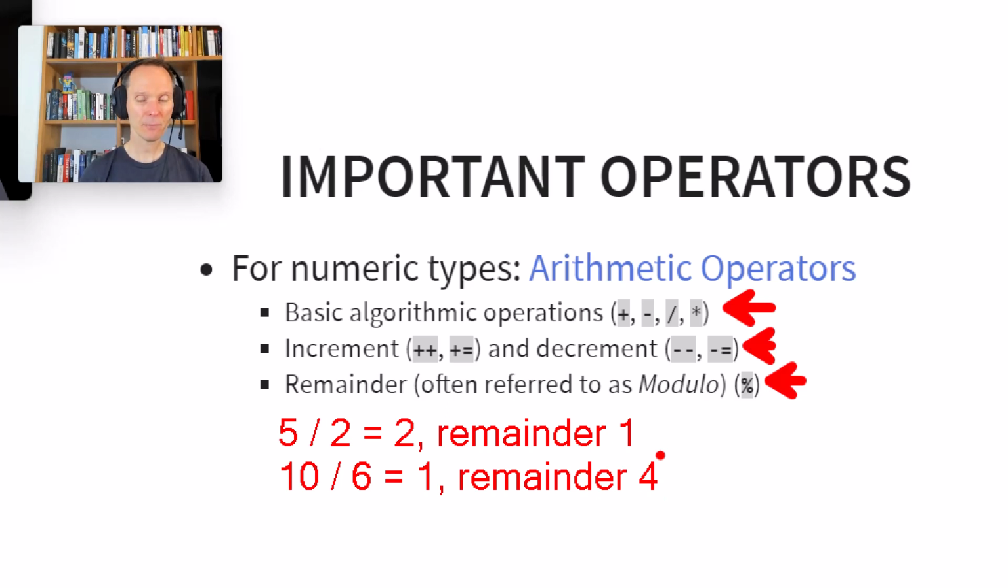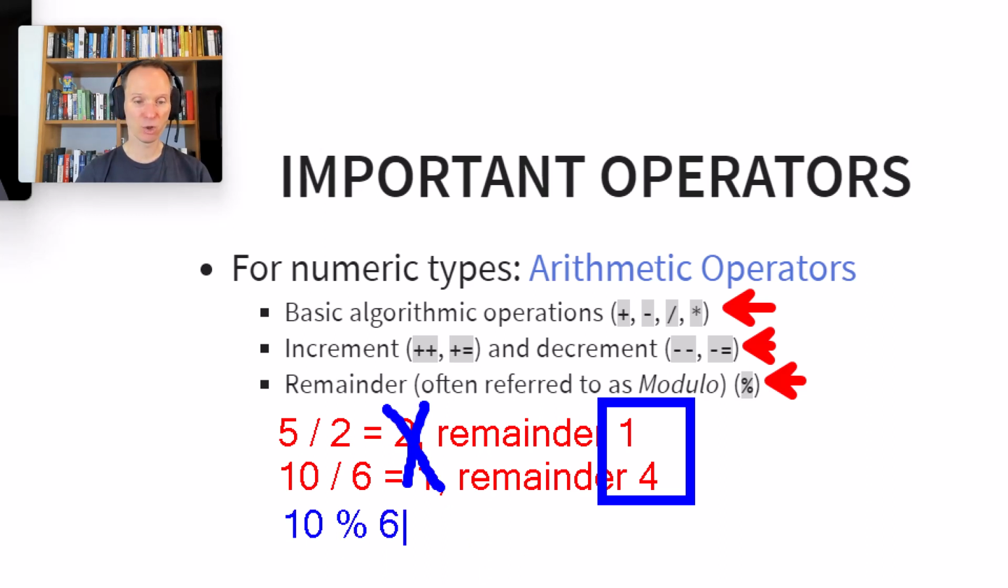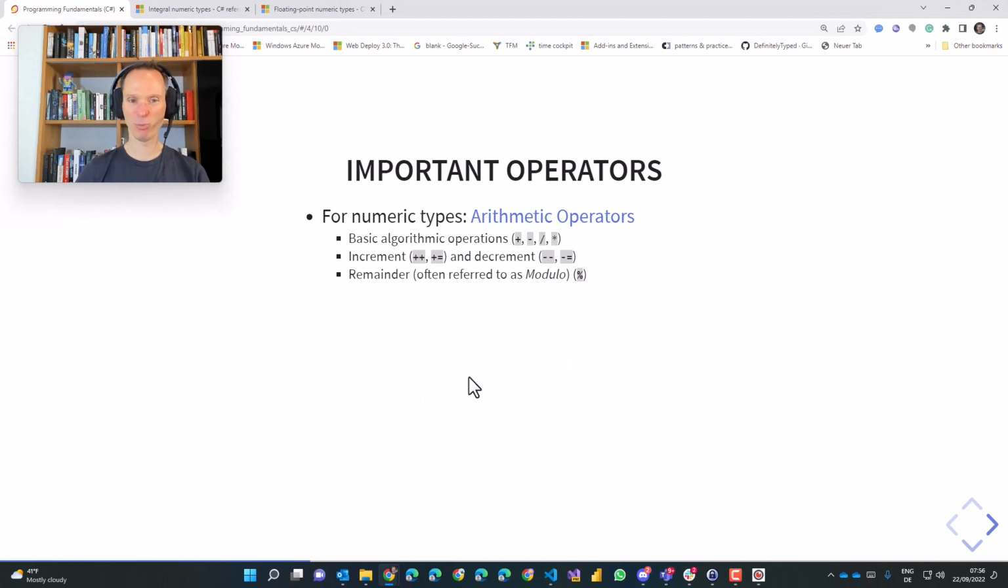Got it? And this percentage operator, which is called the modulo operator, will always return just the remainder. It will not return the result, it will just return the remainder. That means if I say 10 percent 6, I will get 4, because 4 is the remainder of dividing 10 by 6. You might ask yourself, why do we need the remainder?